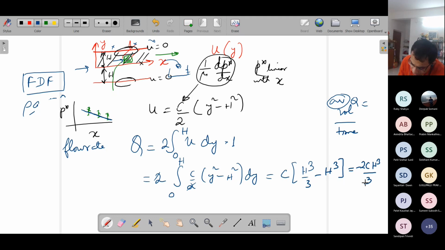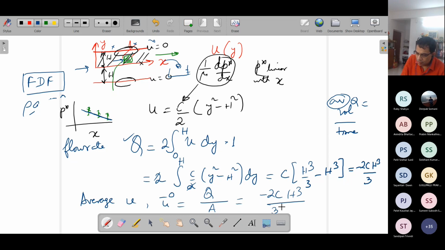Now we define something which is called the average velocity, which is u bar, let us say. Average is nothing but, if the same flow rate is maintained and if the velocity profile was uniform rather than varying with y, what would be that equivalent velocity? So if the velocity was uniform, that uniform velocity would be obtained by dividing the flow rate with the cross sectional area. So minus 2c h cube by 3, divided by the area of cross section, which is 2h into 1.